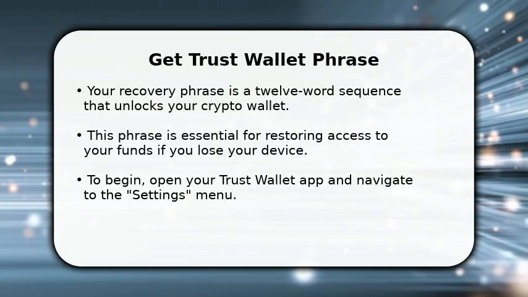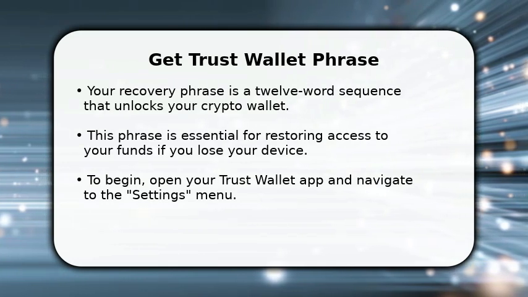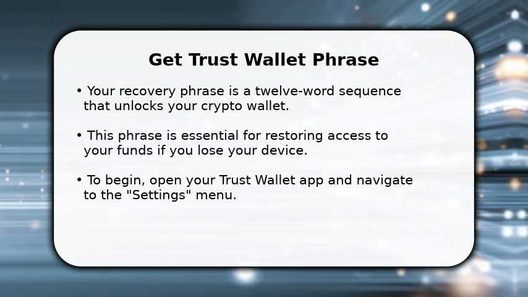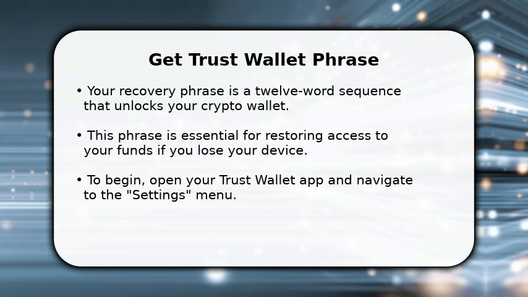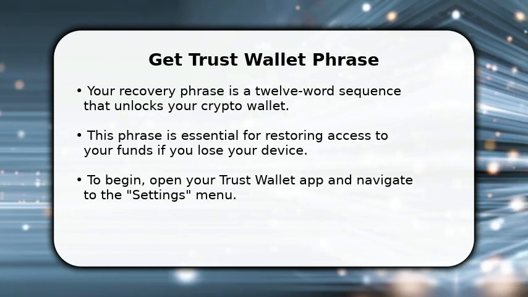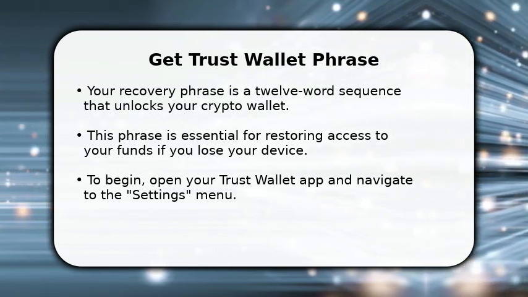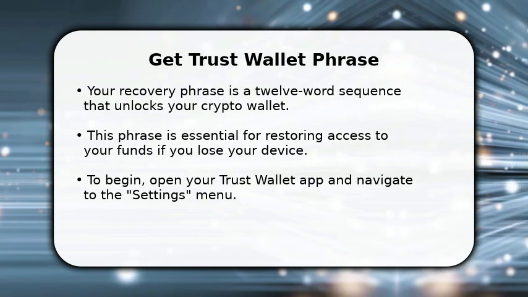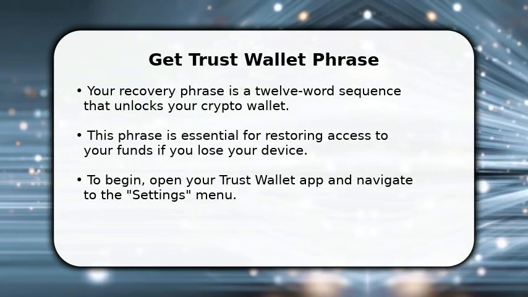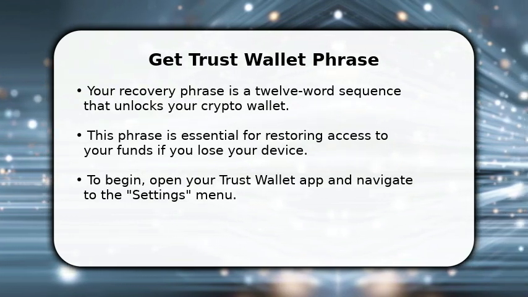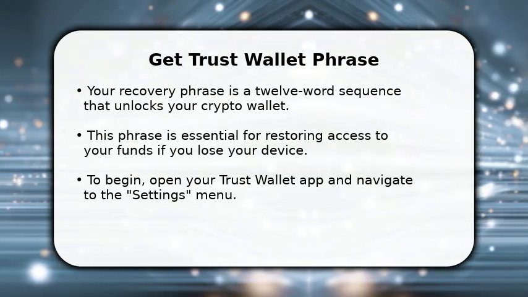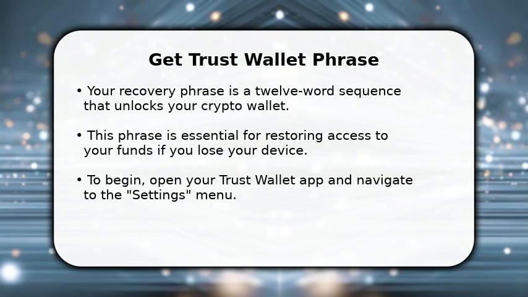In this video, I will explain how to get your phrase on Trust Wallet. First, open your Trust Wallet application. Look for the Settings icon, usually found in the bottom right corner of your screen. Tap on it to access the main Settings menu. This is where you'll find the options to manage your wallet and its security features, which is our next step.